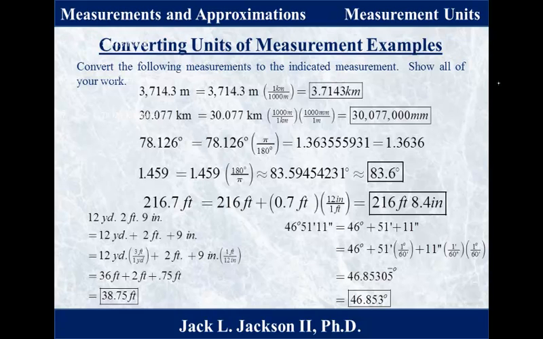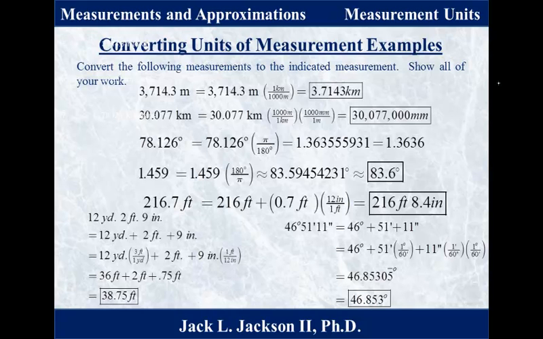Degrees, minutes, and seconds to decimal degrees. 46 degrees, 51 minutes, 11 seconds means 46 degrees plus 51 minutes plus 11 seconds. A minute in angles is 1/60th of a degree, so 60 minutes equals 1 degree. So if I multiply the 51 minutes by 1 degree over 60 minutes, the minutes cancel and I get degrees. I take the 11 seconds, multiply by 1 minute over 60 seconds, the seconds cancel, and I multiply by 1 degree over 60 minutes, the minutes cancel, so I also get degrees. Degrees plus degrees plus degrees gives me degrees.